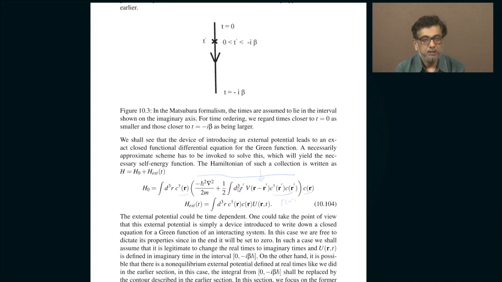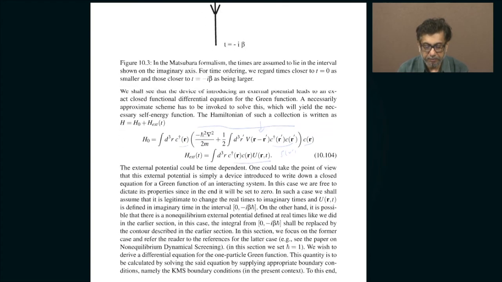Bottom line is that this is really what I want to study, a collection of quantum particles that are mutually interacting by a two body pairwise potential called V of R minus R dash. So I want to find the Green's function of such a system, that is particle and hole Green's function. So the way I am going to do this is, in order for me to derive an equation for that Green's function, which does not involve anything but other versions of that Green's function, I will be forced to introduce an external time dependent potential.